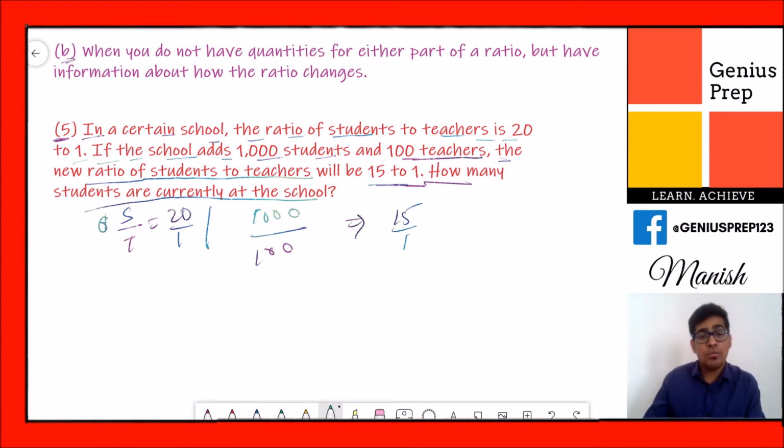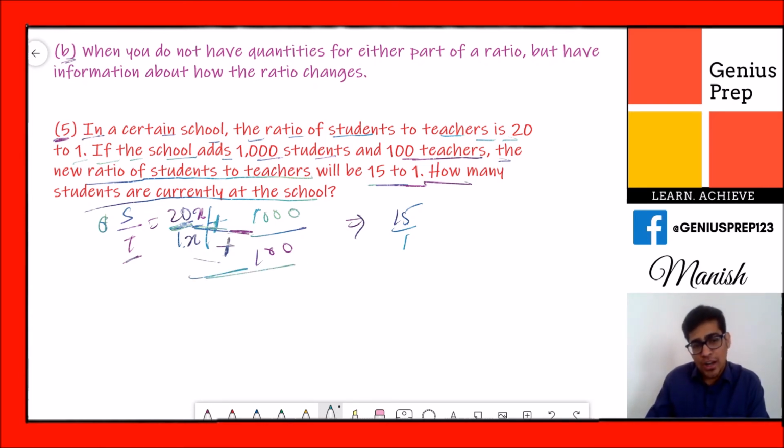Okay, so now we need to understand how we can convert this quotient into an equation. This is the older ratio. We consider the total number of students at the beginning as 20x and the total number of teachers as 1x. Now if you add 1000 students and 100 teachers, the new ratio becomes 15:1.